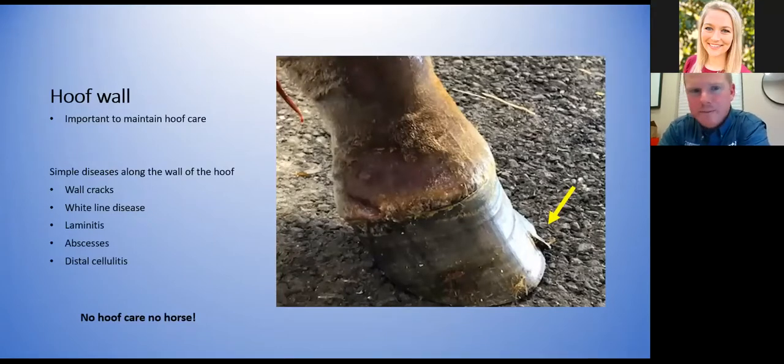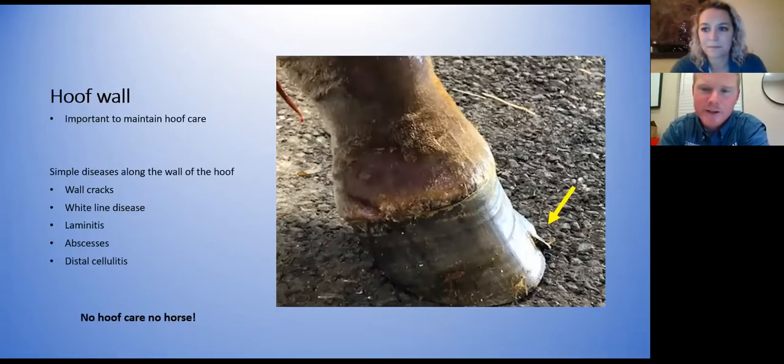So it's important to maintain hoof care, which we already talked about, but this is an example of hoof cracks, right? So the simple hoof wall cracks turn into white line disease, and then unfortunately turn into laminitis. Laminitis doesn't mean rotation, okay? Laminitis is just inflammation of the lamina. This horse right here has laminitis, okay? And you can see it has white line disease.